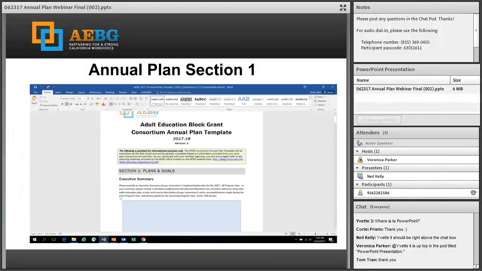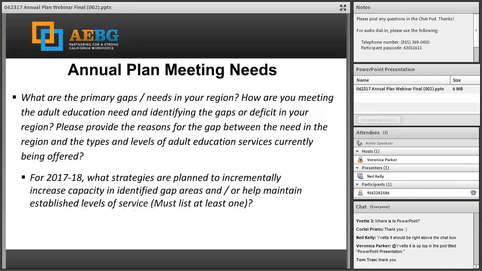Then we get into the detail part. So, meeting the needs. This was a little difficult. We had to make some revisions here because we did want to look backwards and see what you had accomplished as well as looking forward.